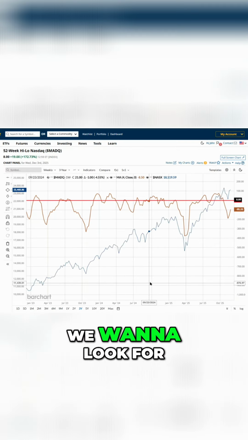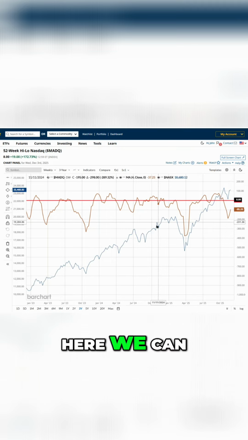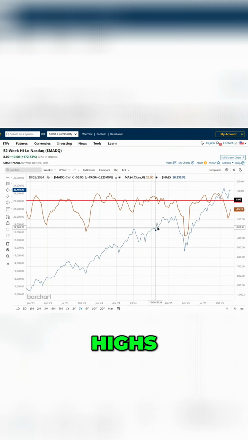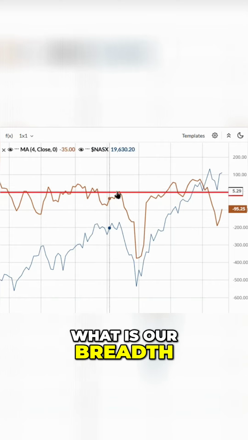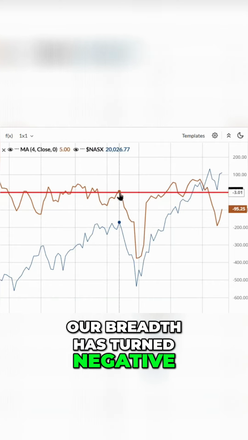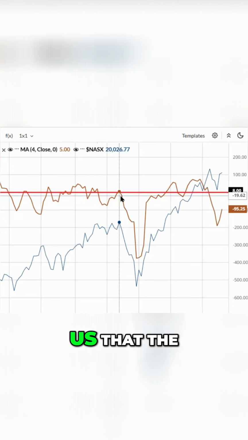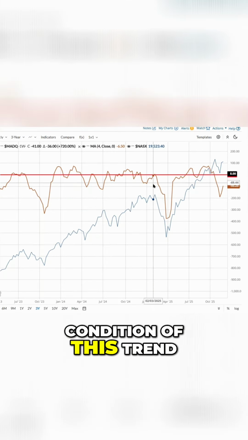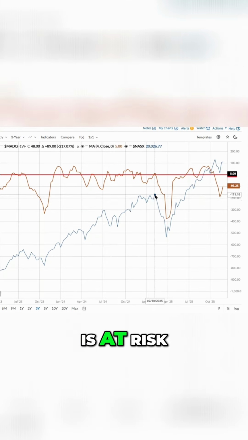And this is what we want to look for, these divergences. Here we can see the Nasdaq is making new all-time highs. What is our breadth? Our breadth has fallen. Our breadth has turned negative. This is warning us that the condition of this trend is at risk.